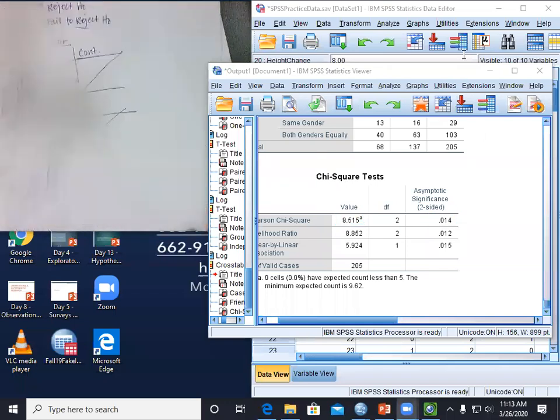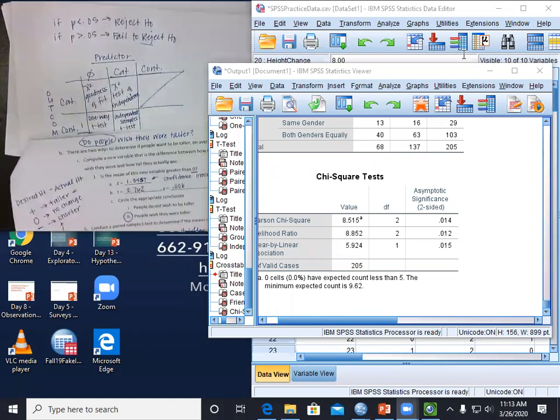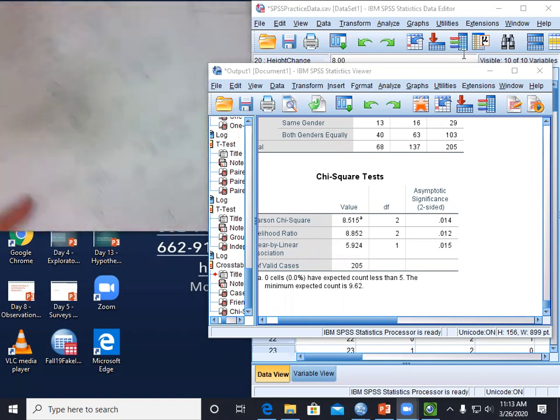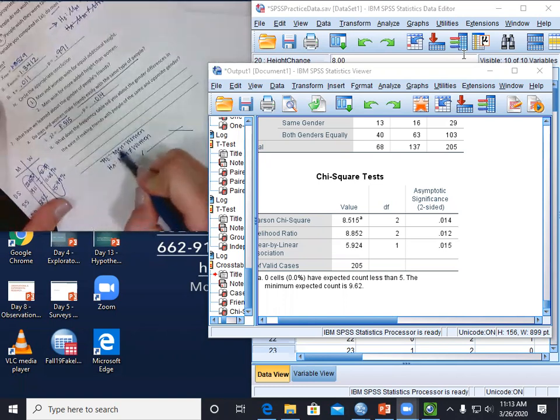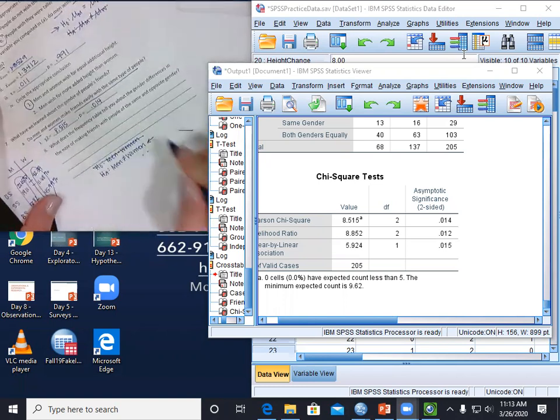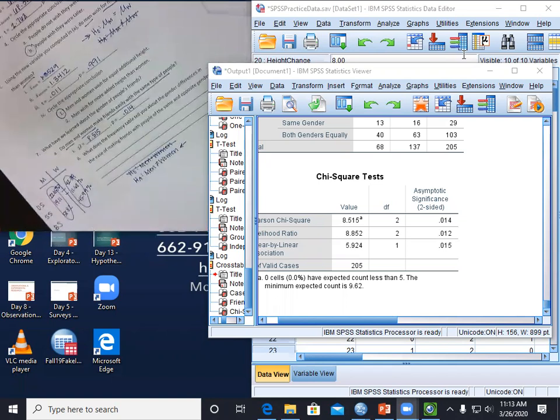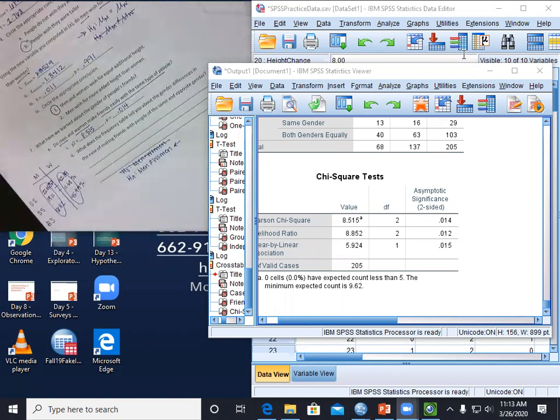With a p-value of 0.014, would we reject or fail to reject the null hypothesis? So p is less than 0.05. So we are going to reject the null hypothesis, and we are going to conclude that the men were different from the women in terms of how they answered this question. You can't just write that in your paper. Men and women are different in terms of who they make friends with, because the reader is then going to ask, how are they different?